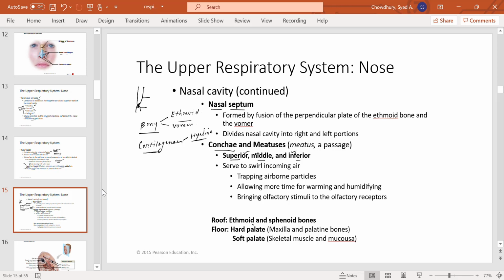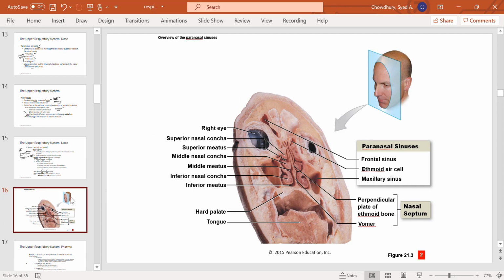The roof of the nasal cavity is formed by these two bones, ethmoid and sphenoid, and the floor is the palate, and the palate has two parts. Hard palate is the bony part and soft palate is the skeletal muscle part. Okay, so let's see, this is a coronal section through the nasal cavity. Now you see through the front part of your head actually. So you see here, this is the nasal cavity here, and this is the septum, right, the partition here.